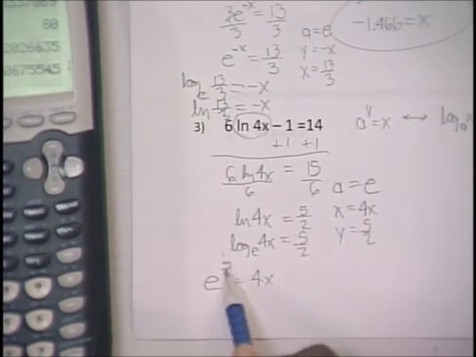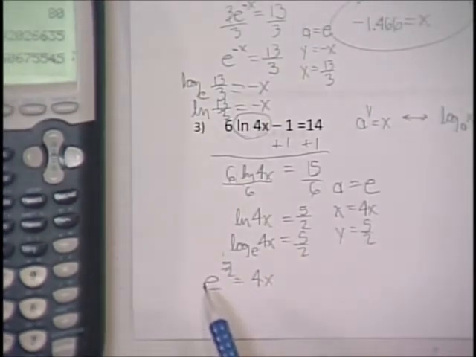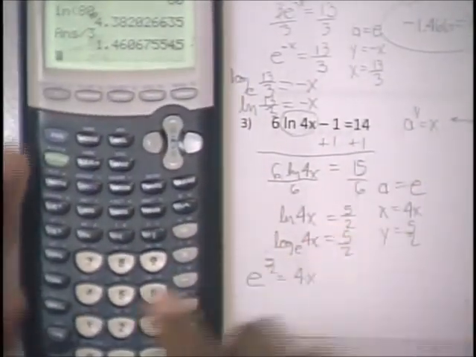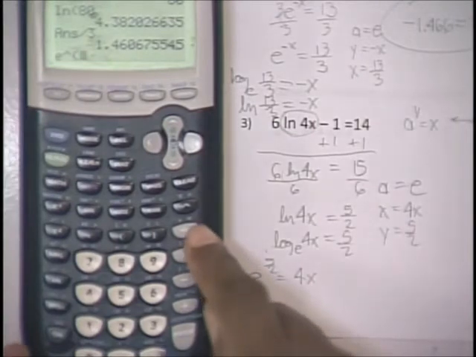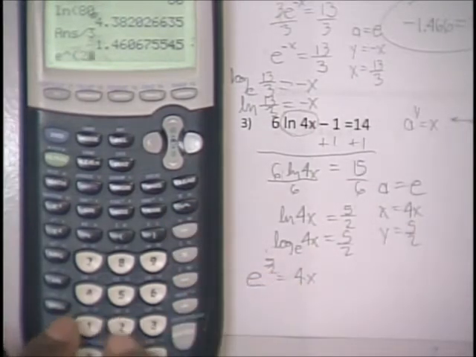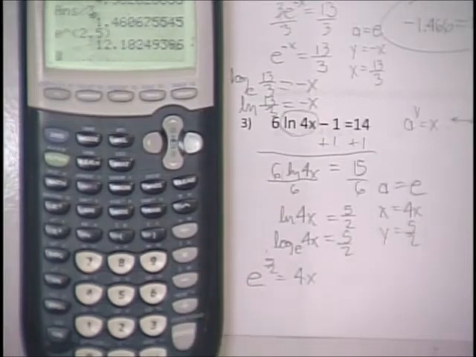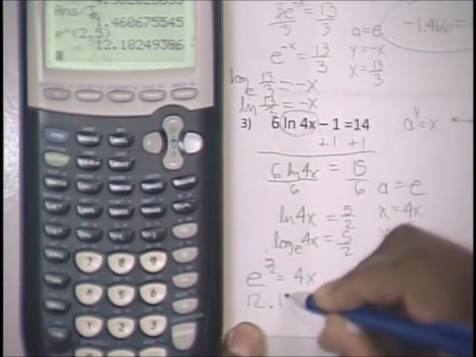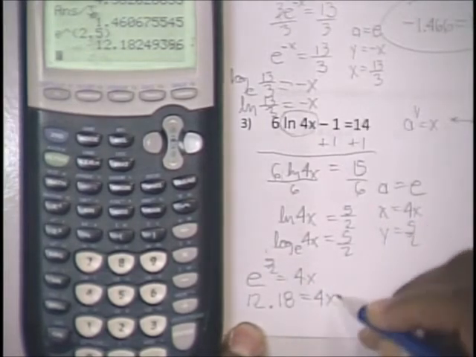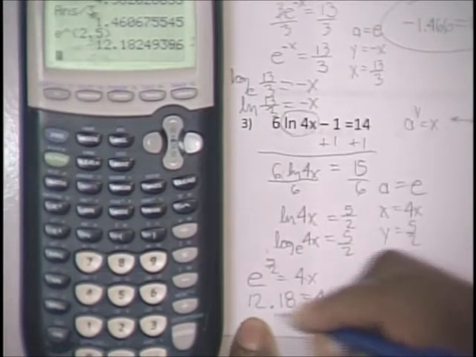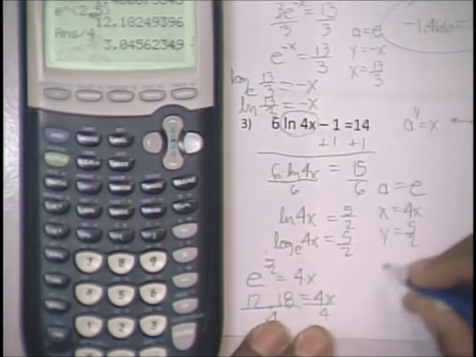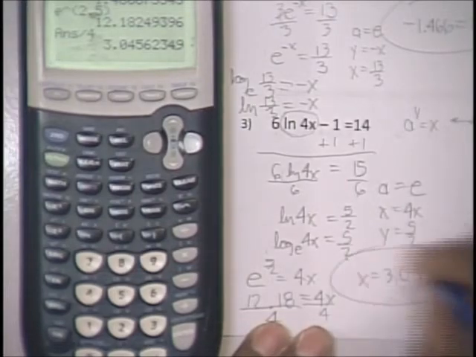If you want to raise something to a power, a lot of calculators have this caret button right here. I'm hoping that you can see that. So we have e raised to the 2.5 power. That's what 5 halves is. And you get 12.18. So 12.18 is equal to 4x. You're going to divide by 4 on both sides, and you end up with 3.046. x is equal to 3.046. Final answer.